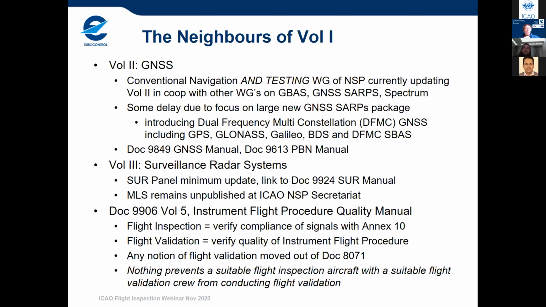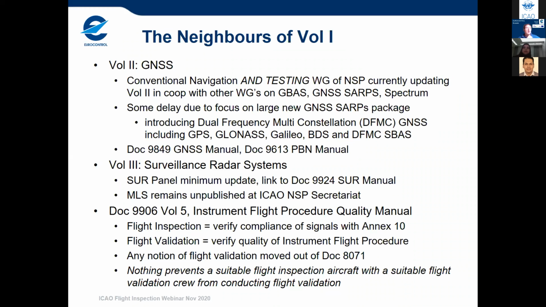The big distinction between 9906 Volume 5 and what is in Doc 8071 is the distinction between flight inspection and flight validation. Flight inspection is about verifying compliance of signals in space with the provisions in Annex 10, whereas flight validation is about verifying the quality of instrument flight procedures, and you will hear about this in another briefing. Nothing prevents a suitable flight inspection aircraft with a suitable flight validation crew from conducting flight validation. It's just in a different document.